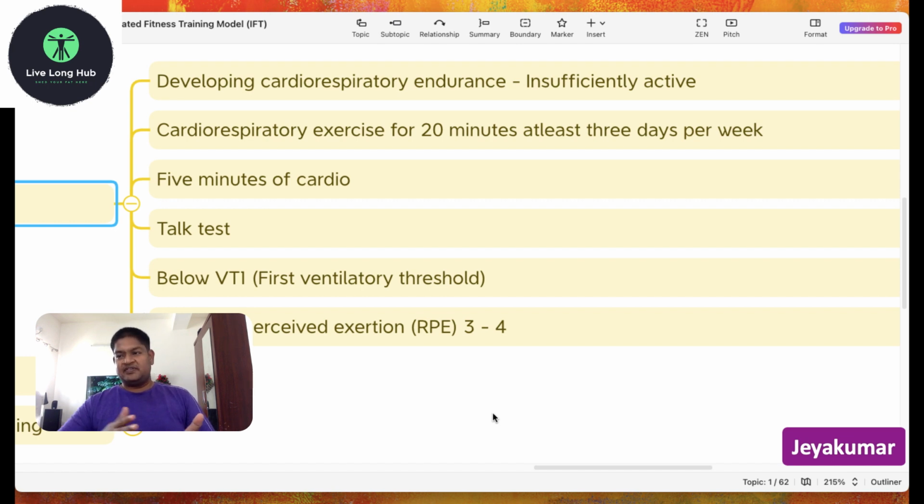How we define it in scientific terms is the ventilatory threshold. This is going to be the first ventilatory threshold, what we call VT1. Here the rating of perceived exertion is going to be between 3 to 4 on a scale of 10.